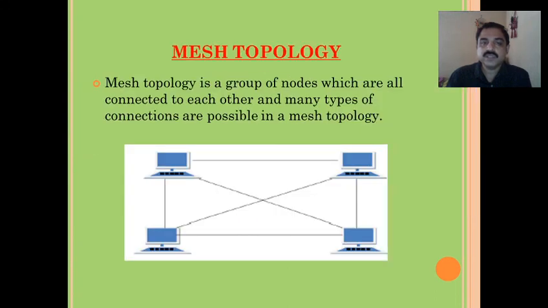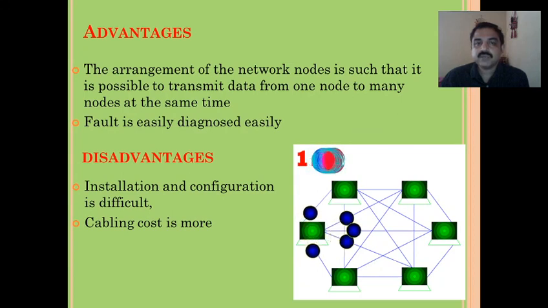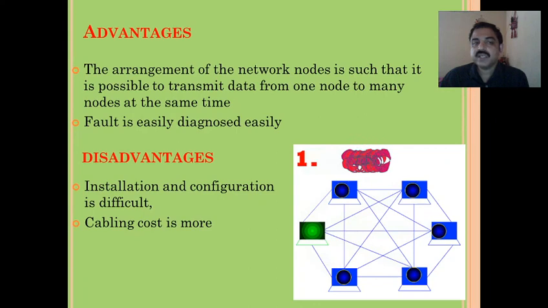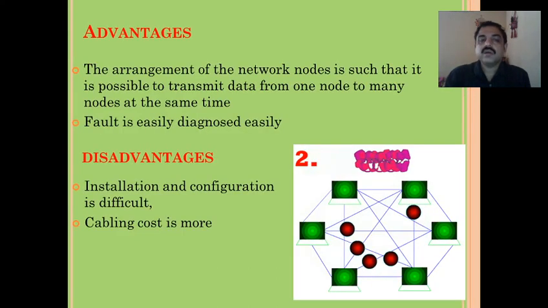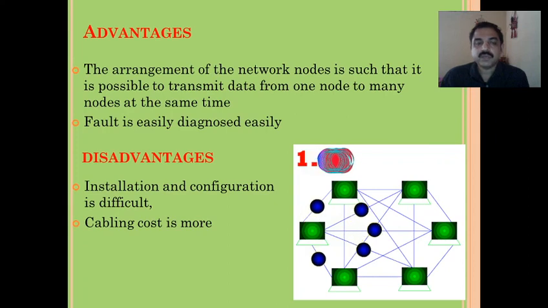Then mesh topology. Here it is connected in many different ways. We saw its advantages: the arrangement of nodes is such that it is possible to transfer data from one to many. One to many transfer is possible here, and the fault can be easily diagnosed. So these are the different topologies and their advantages and disadvantages. I hope you are clear with the concepts. Thank you.